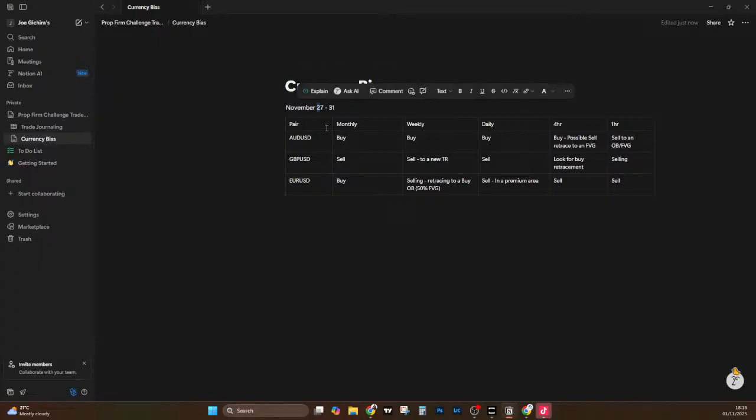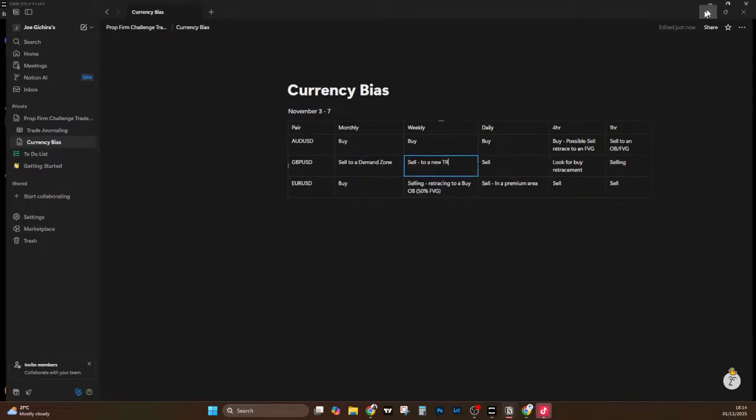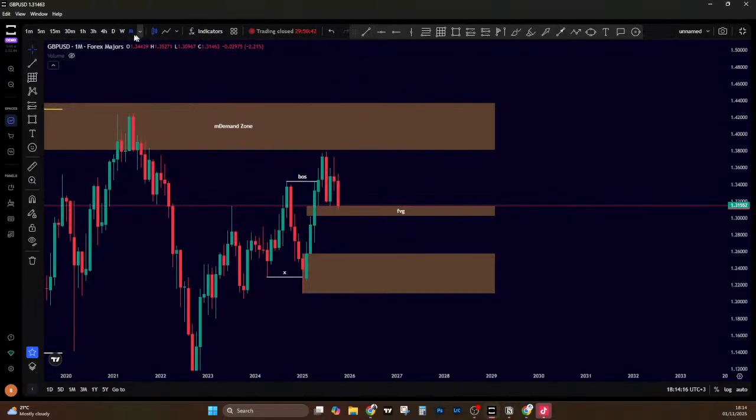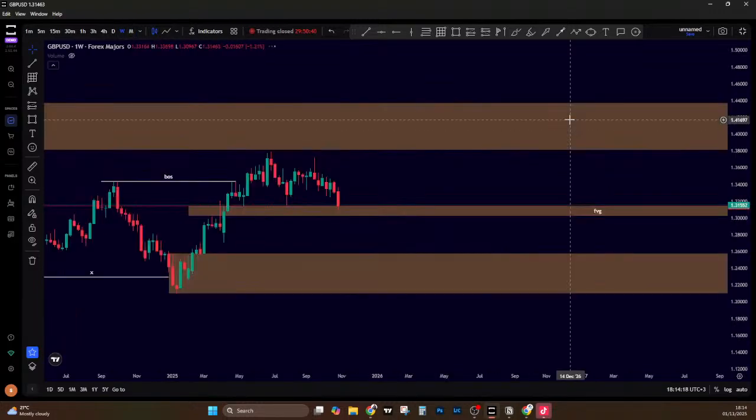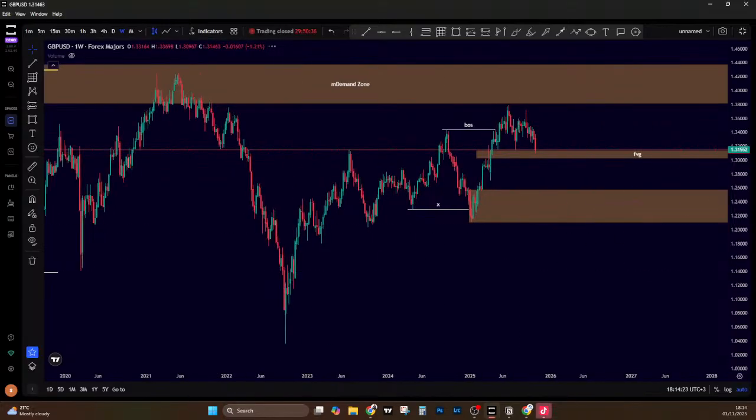We start from date what? It is date 3 to date 7. Okay, so monthly we are selling, and we are selling to a demand zone. That is very important. So we go to weekly. We move to weekly now and try to look at our buyers.